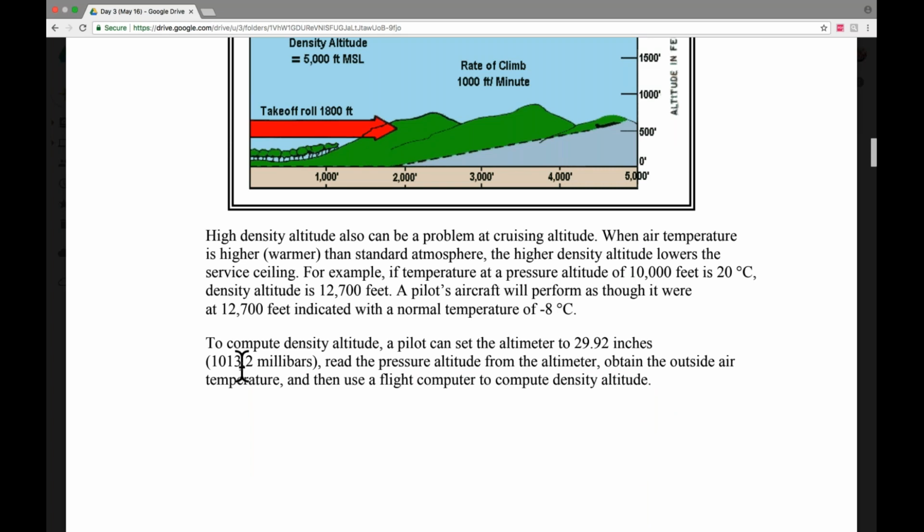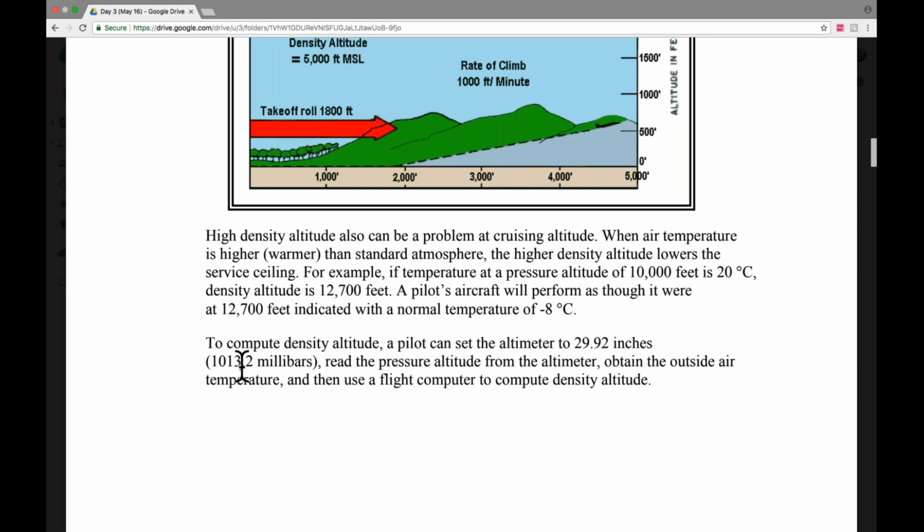So this is talking about how high density altitude can also be a problem at cruising altitude. When the temperature is higher or warmer than standard atmosphere, the higher density altitude lowers the service ceiling. So basically, we're not able to climb as high. Right? If the temperature at a pressure altitude of 10,000 feet is 20 degrees Celsius, density altitude is 12,700 feet. A pilot's aircraft will perform as though it were at 12,700 feet, indicated at a normal temperature of -8 degrees Celsius.